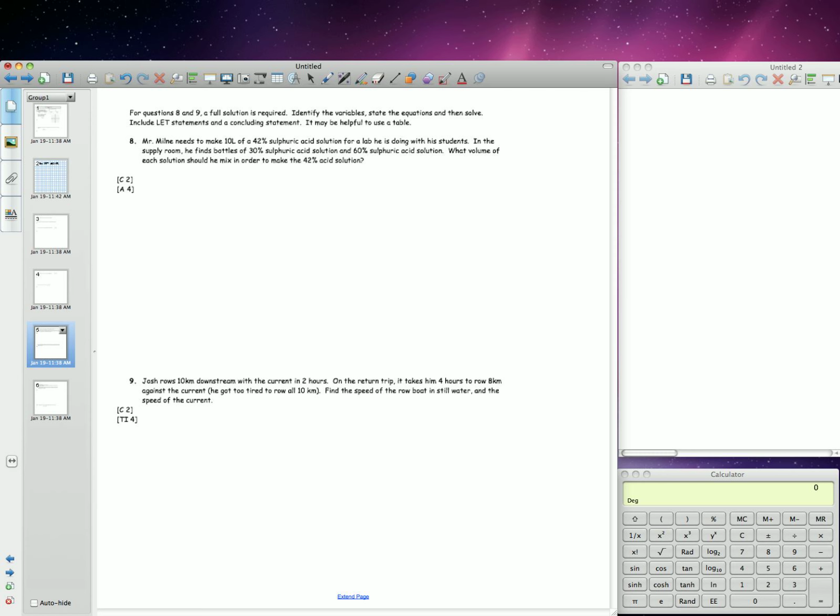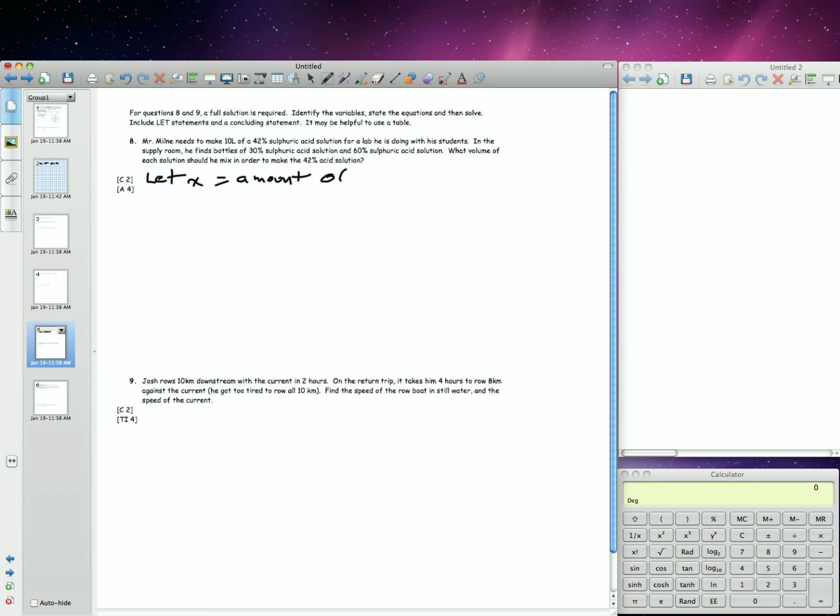So I need to make let statements. What I'm going to do to start off is let x equal amount of 30% solution. And we're going to say let y equal amount of 60% solution. So I have my two variables.